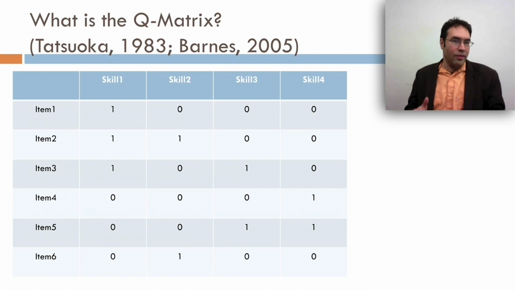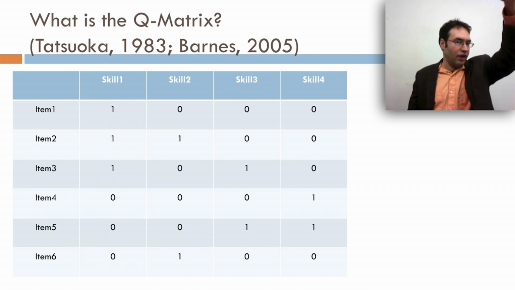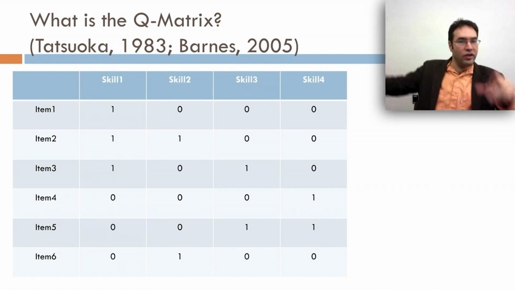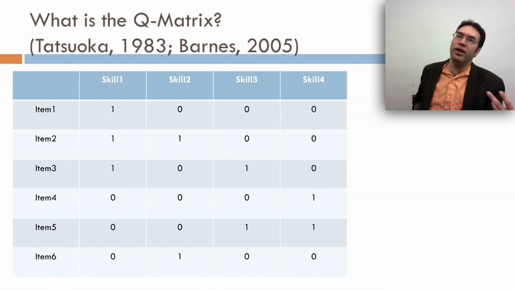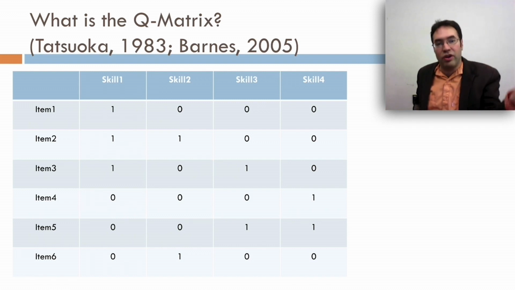So if we look at an example of a Q matrix, and you see one here, you got a set of items, you got a set of skills, and you can see that item 1 involves skill 1. Item 2 involves skill 1 and skill 2. Item 3 involves skill 1 and skill 3, and so on. Every item involves at least one skill. If an item didn't involve any skills, then we'd need to create a new skill for that.